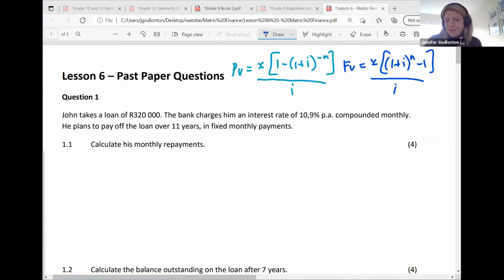Okay, let's have a look at this first question. Can you let me know in the comments before I do anything? Just write a quick answer in there. Can you let me know in the comments which formula we're going to use for this question, and tell me what keyword you saw that helped you know which formula to use? You can say PV or FV and then which word in the question helped you know which one to use. Just write your answers in the comments for me.